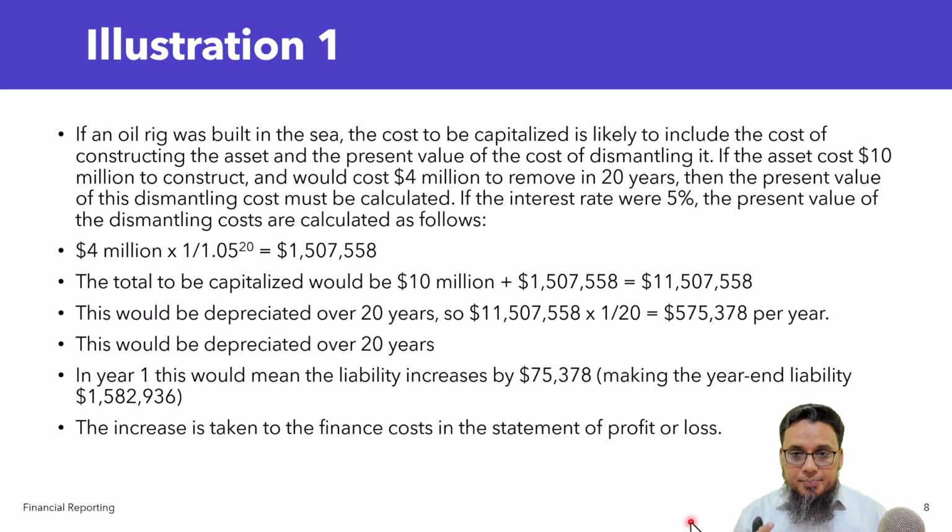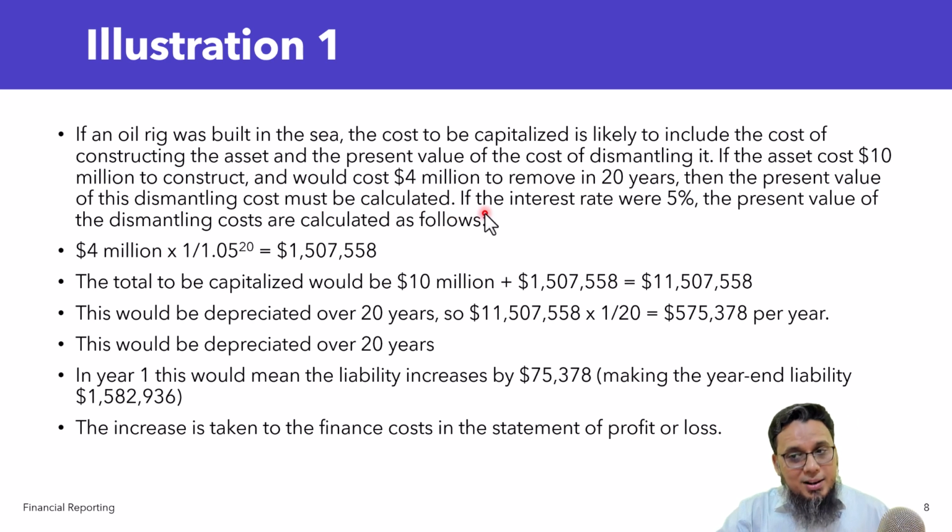Moving forward, just an illustration. I gave an example of a power plant. Kaplan talks about an oil rig. So if an oil rig was built in the sea, the cost to be capitalized is likely to include the cost of constructing the asset and the present value of the cost of dismantling it. If the asset costs $10 million to construct and would cost $4 million to remove in 20 years, then the present value of dismantling costs must be calculated.